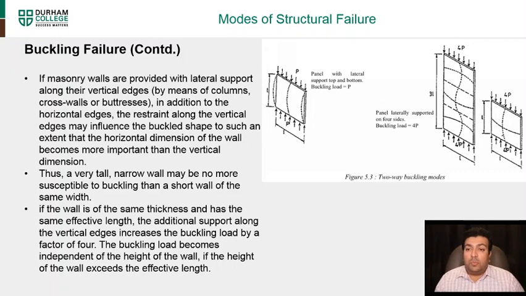If masonry walls are provided with lateral support along vertical edges, in addition to horizontal edges, the restraint along the vertical edges may influence the buckling shape. It's called the two-way buckling mode. So if it's supported on both sides, you will have two-way buckling failure. So a very tall, narrow wall may be no more susceptible to buckling than a short wall if they have the same width, if it's supported properly, right? That's the best thing, the case that we have to support the wall.